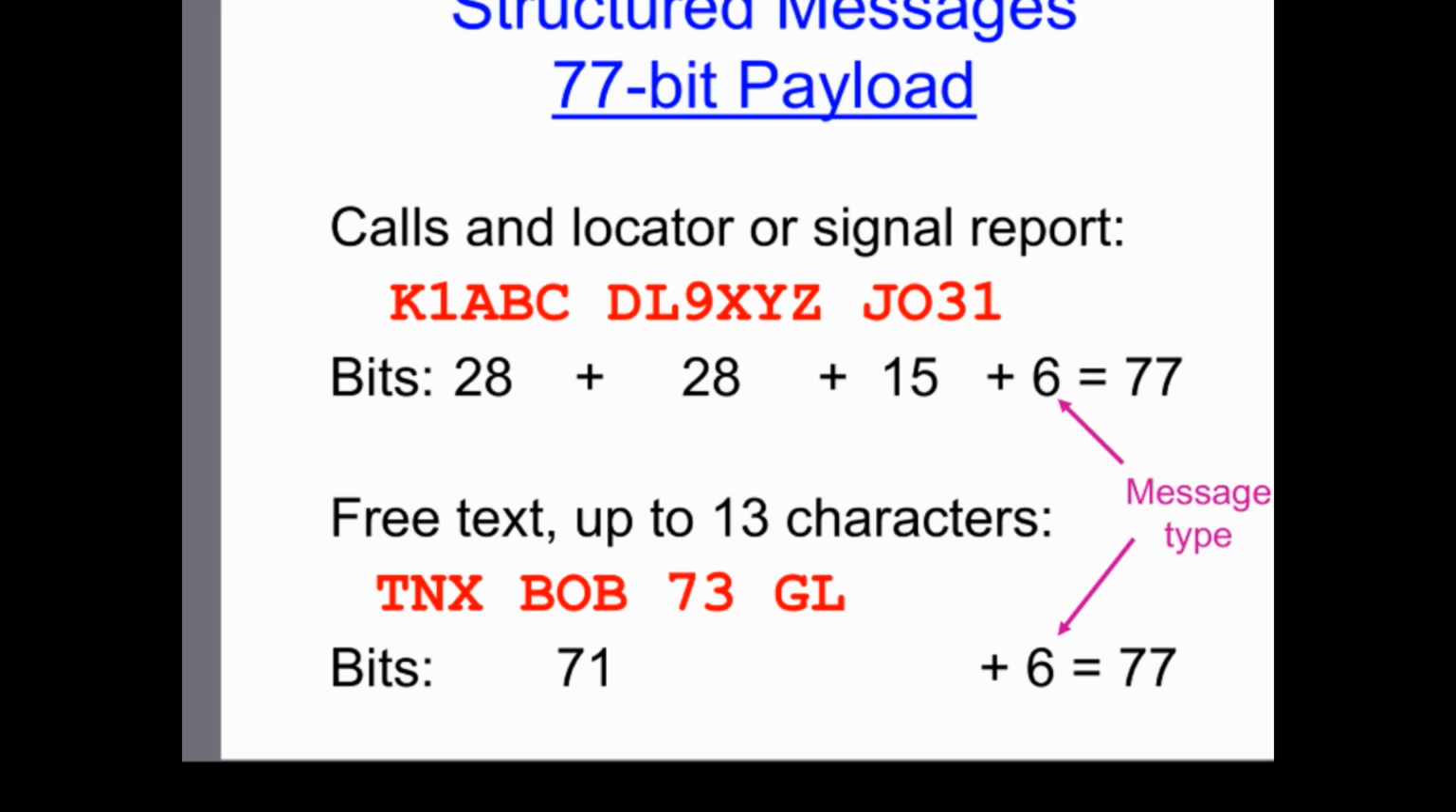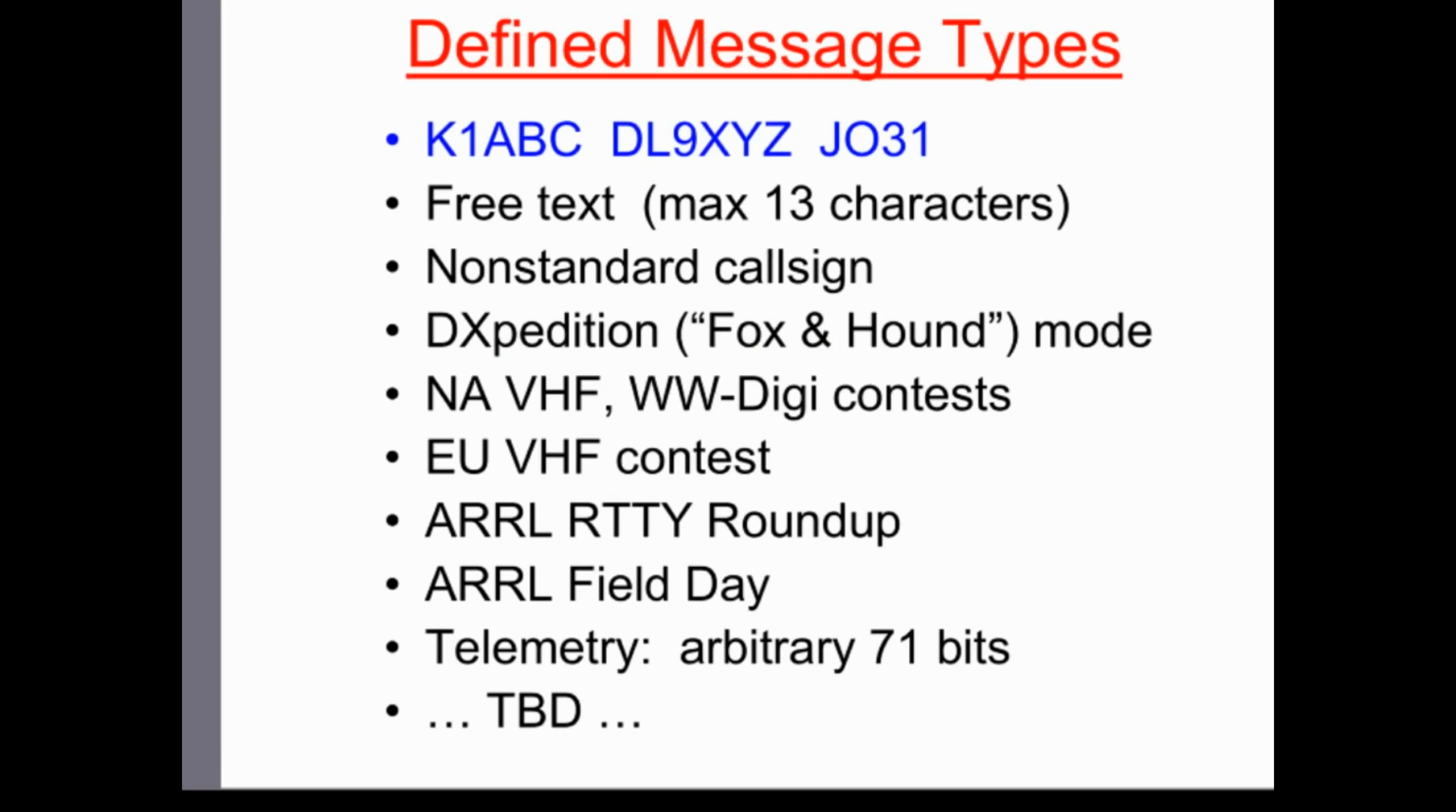That's the so-called free text message, which I mentioned. You can send anything you like up to 13 characters. So you can send things like that, but not much more than that. Now, the 6-bit message type indicator allows us to have special messages for special purposes.